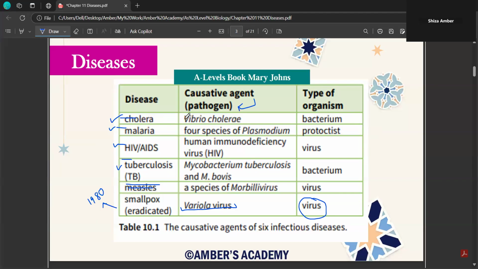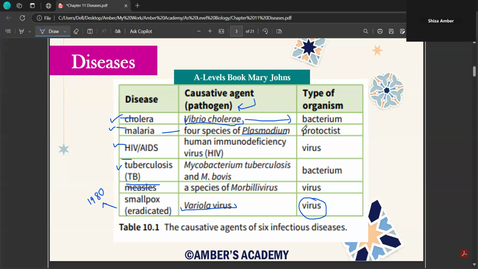So number one is cholera. Cholera is caused by Vibrio cholerae, and it comes under the heading of bacteria, meaning Vibrio cholerae is a bacterium. Then malaria. Malaria has 4 different species of Plasmodium, and when we study malaria, I'll let you know all 4 of them. Because they sometimes ask you to write the species of Plasmodium, so you can't skip this part. You need to know that Plasmodium is the causative agent of malaria, but you also need to know the names of all 4 of them.